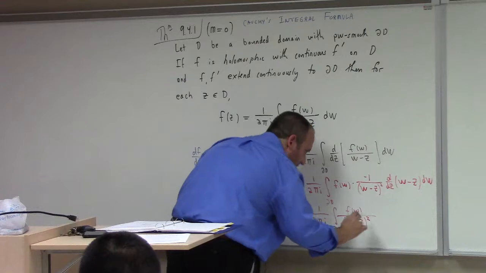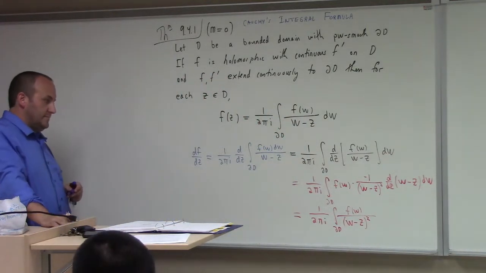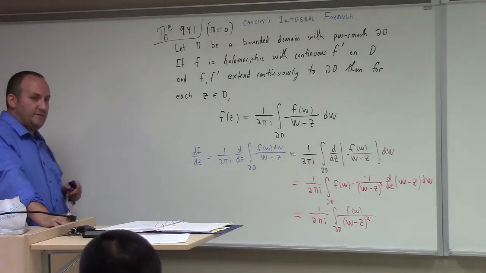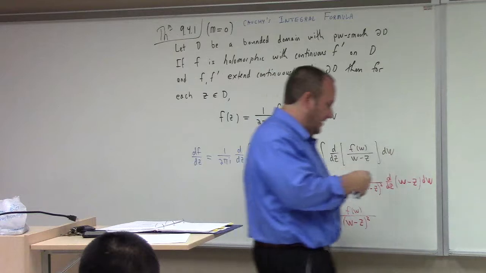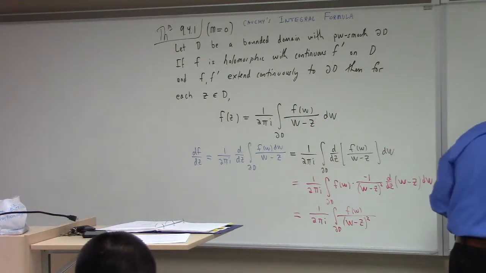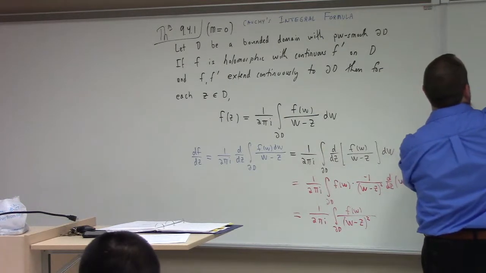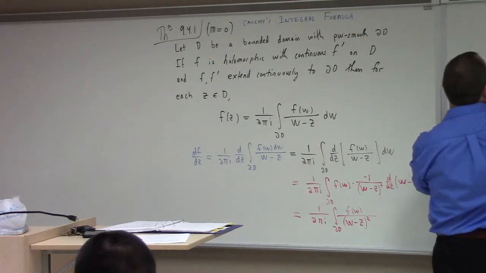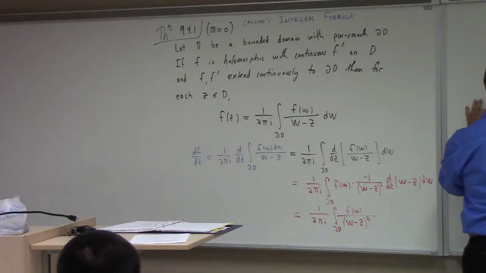So you guys tell me, what's the derivative? Right, minus 1. So that minus compensates with the minus from the derivative of the reciprocal function to give us a net positive, right? And so there you go. That's the m equals 1 formula. We have that f prime of z is 1 over 2 pi i integral of the boundary of f of w over w minus z quantity squared dw.